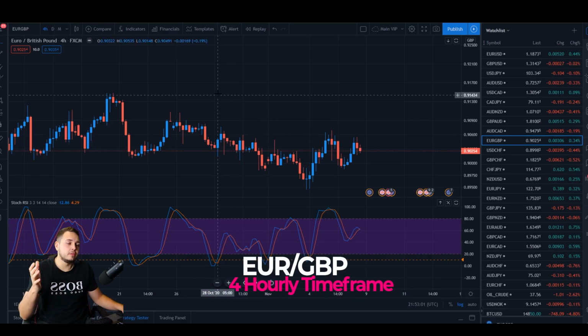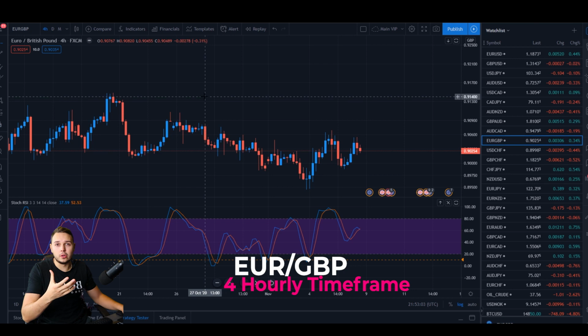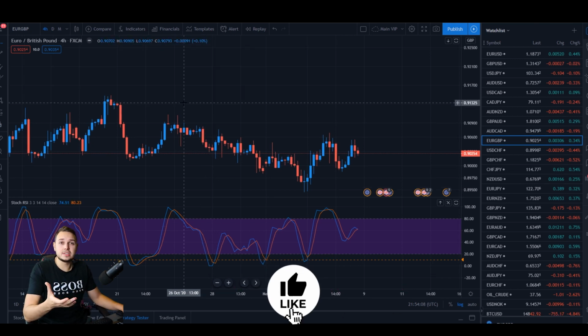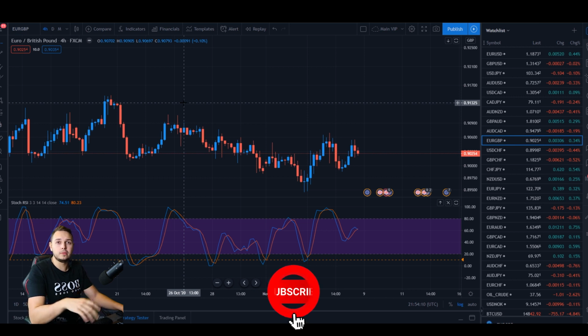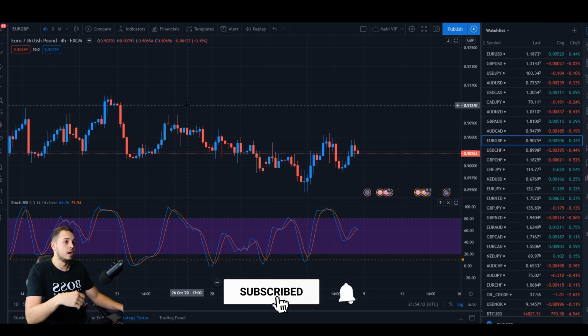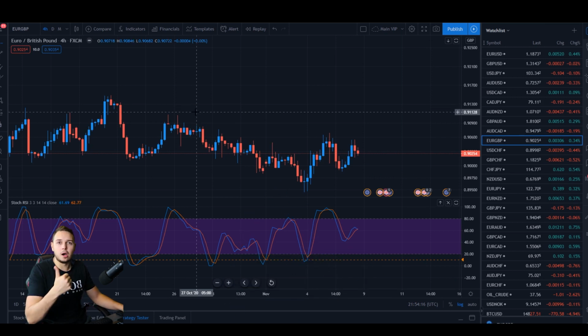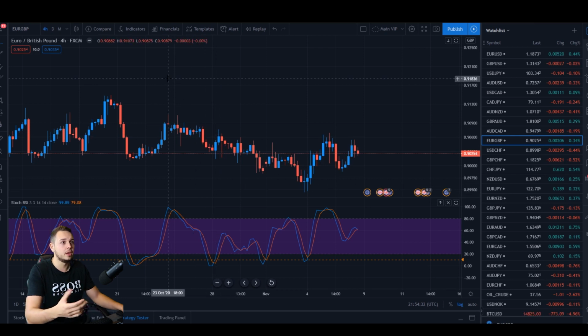Right, so for this divergence strategy, we're currently on the Euro GBP currency pair, 4-hourly time frame. Divergences are usually also combined with other indicators such as momentum oscillators, so RSI, stochastic RSI, CCI. All of these work very well when trading a divergence strategy. That's why it's very important to open up a chart. I'm currently using stochastic RSI.